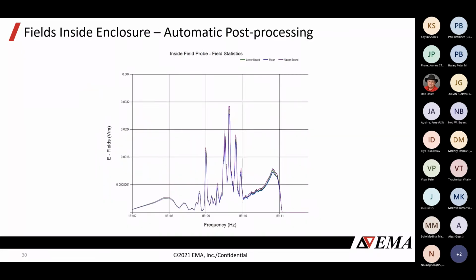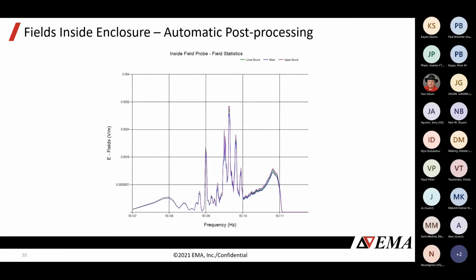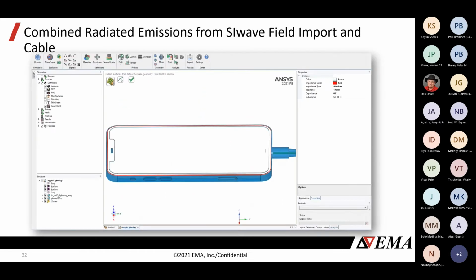So this is the fields inside the box, 0.3 millivolts per meter, and the fields outside the box. This goes from, I'm sorry, this is 3 millivolts per meter. This goes to 0.5, 0.6 millivolts per meter. So we're decreasing by about 12 dB from inside the enclosure to outside the enclosure and some distance away from that. We can do this for other types of devices.